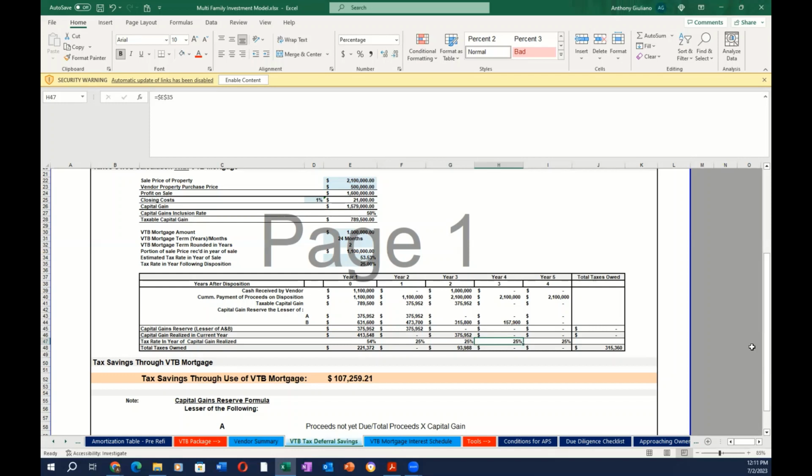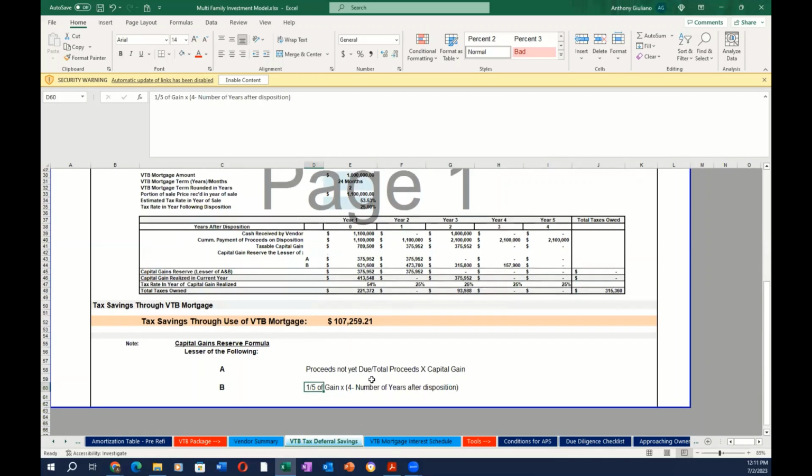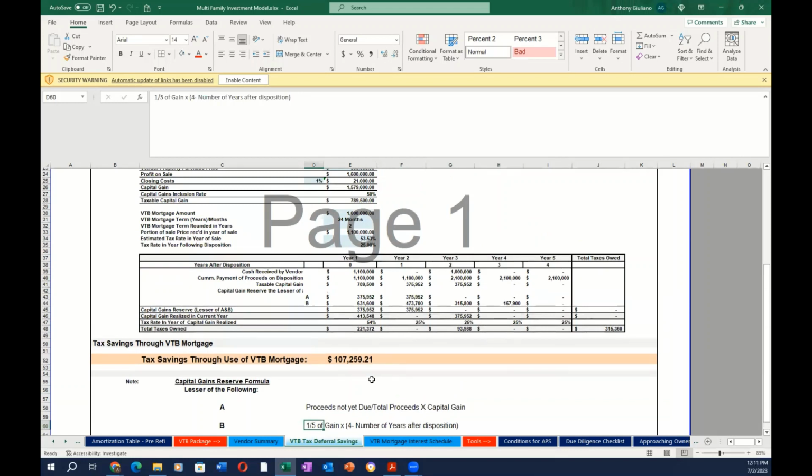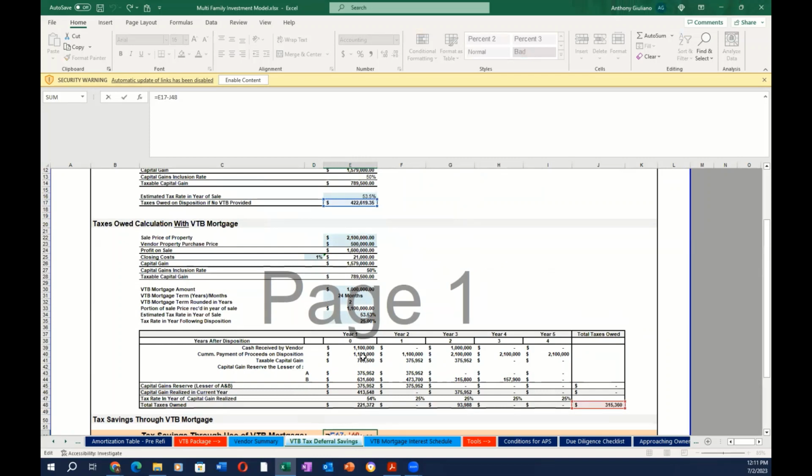Again, this is basically calculating exactly. There's the formula down here where you can analyze how the capital gain reserve is calculated and how the lender can defer their capital gain. What you're trying to do here is show the vendor that they're deferring the gains, so the capital gains they're paying fall into a year where they're in a lower tax bracket.